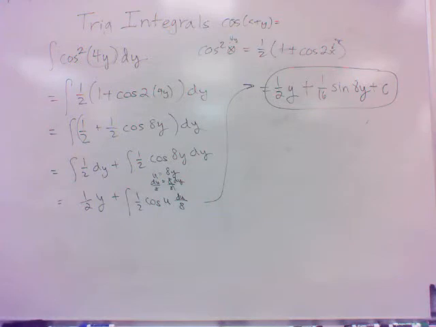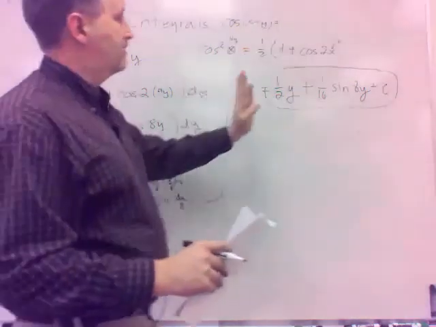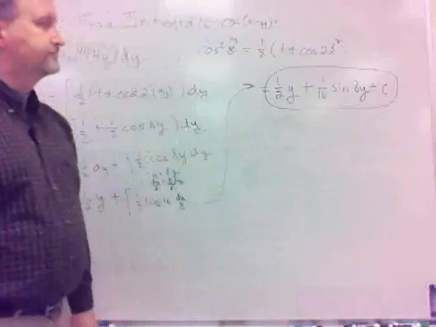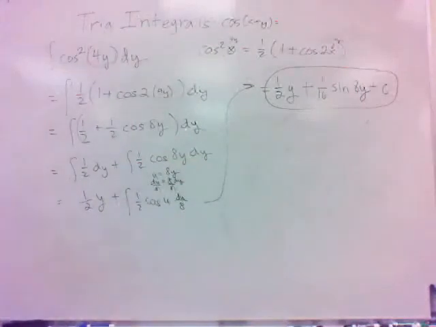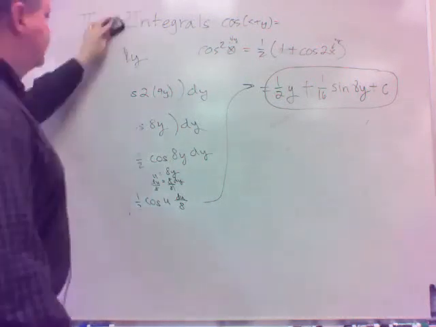Now what happens if I run into a higher even power? Question? Integral of cosine is sine. Yeah, it's the opposite of the derivative. Derivative of cosine is sine. Antiderivative of cosine is sine. Positive.